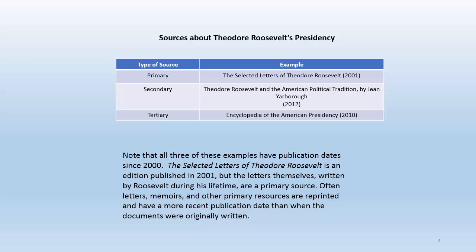Here we see a table with examples of each type of source. The Selected Letters of Theodore Roosevelt collects an assortment of letters that Roosevelt wrote during his lifetime, so they are primary sources. Take a look at the publication date, however.